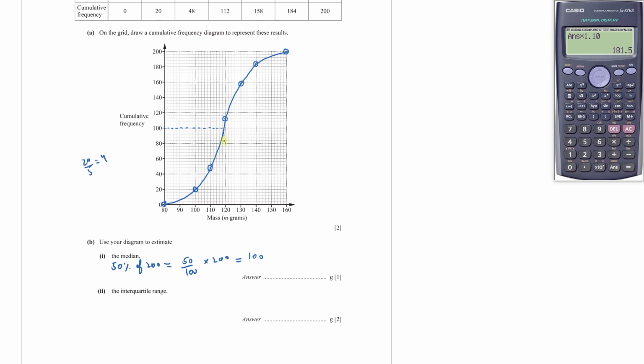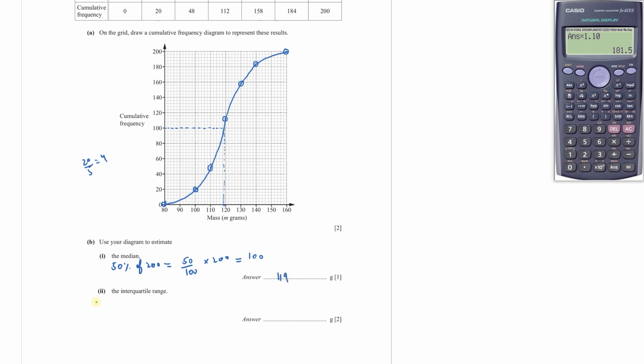So if I go down in the middle of this block, I will end up here. So this is 110, 112, 114, 116, 118. So this is between 118 and 120. So I can write 119 grams.